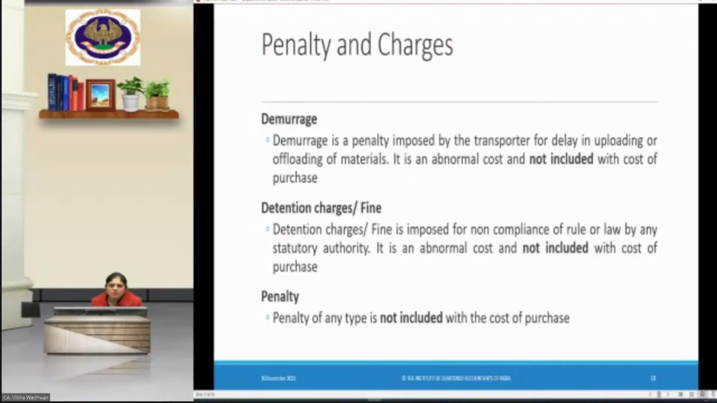Similarly, detention charges, fine is imposed for non-compliance of rule or law or by any statutory authority. Again, it's an abnormal cost. So any abnormal cost in the form of penalties or fines or demurrage will not be added. Penalty again is not included in cost of purchase.